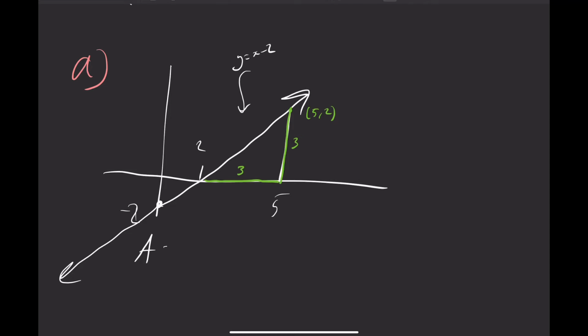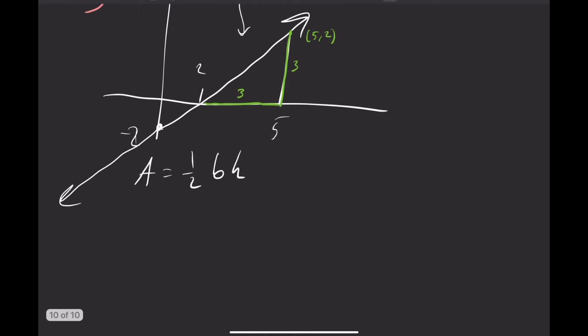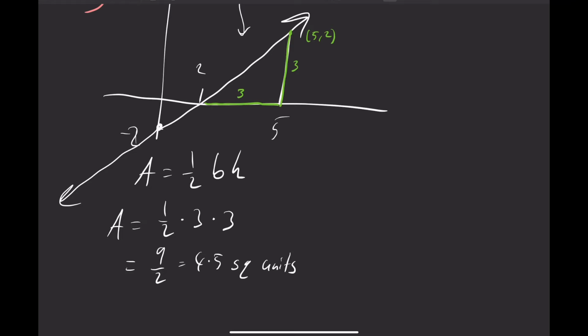The area of a triangle is half times base times height, which means the area underneath this curve is half times 3 times 3, which is 9 on 2, or 4.5 square units.